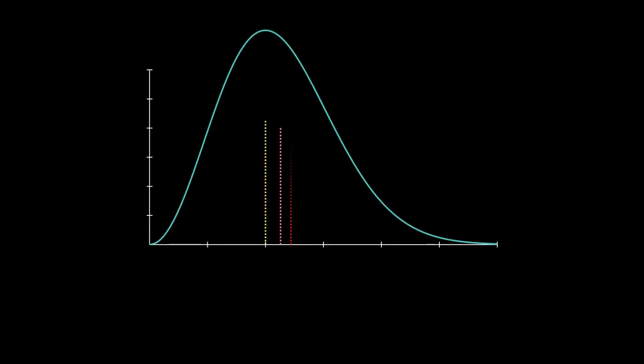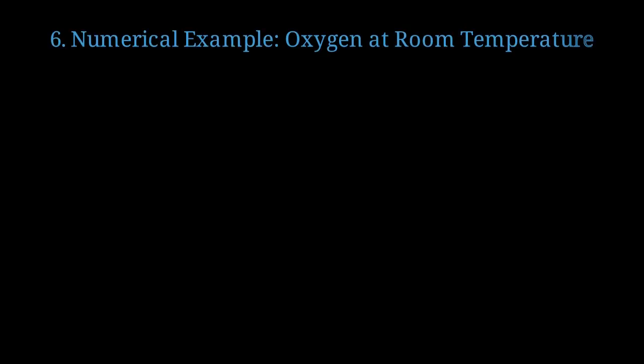These three characteristic speeds are marked on the distribution, with the most probable speed at the peak, average speed slightly right, and RMS speed furthest right. Let's calculate actual speeds for oxygen molecules at room temperature.